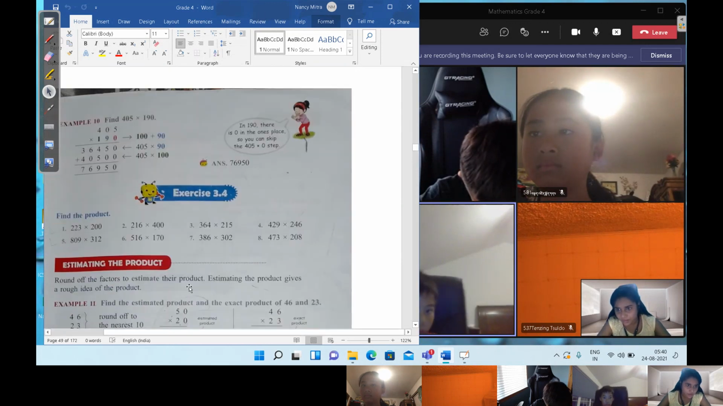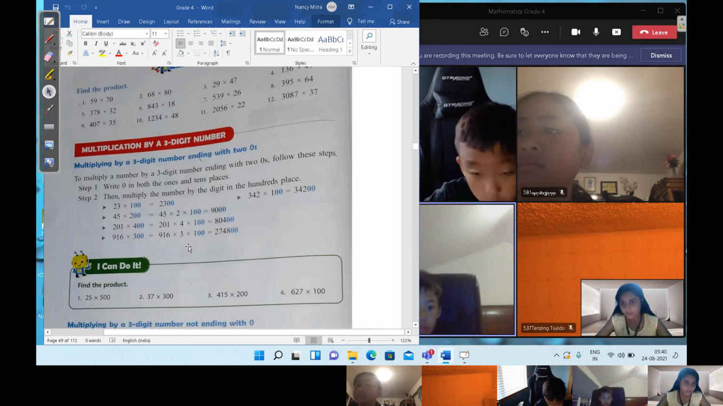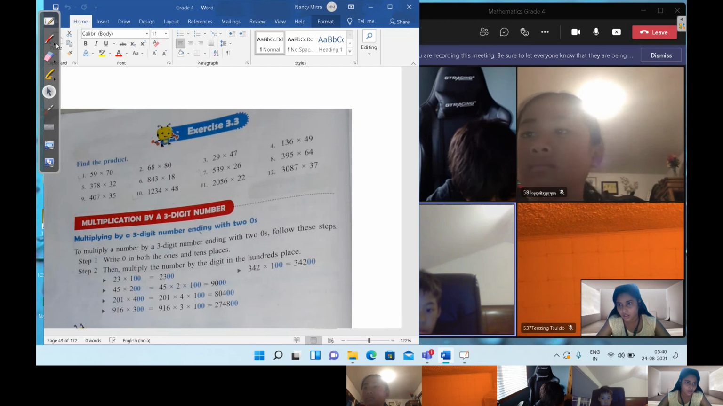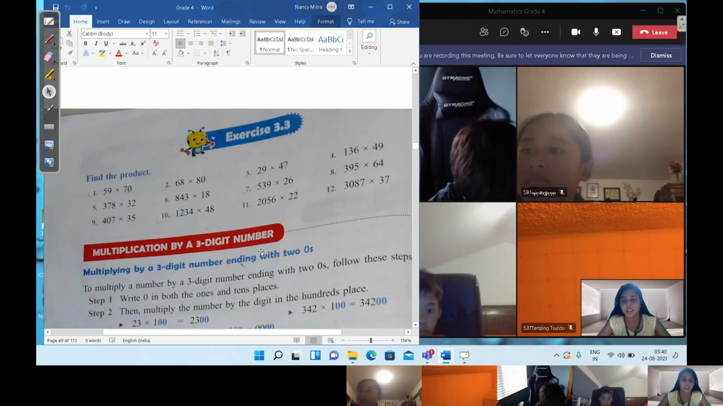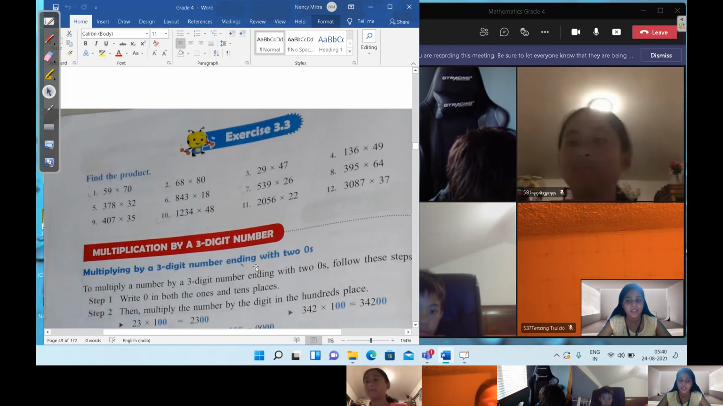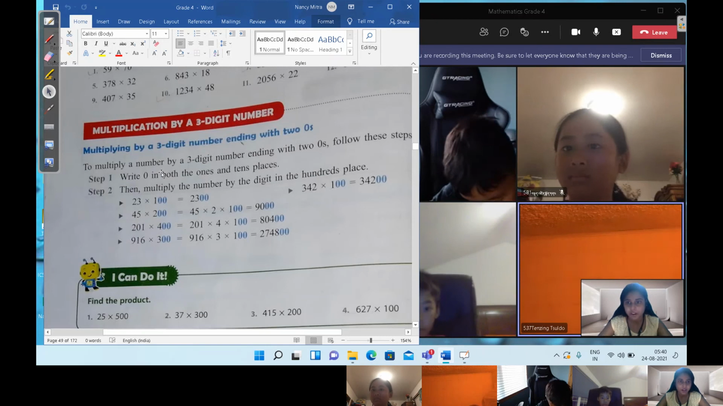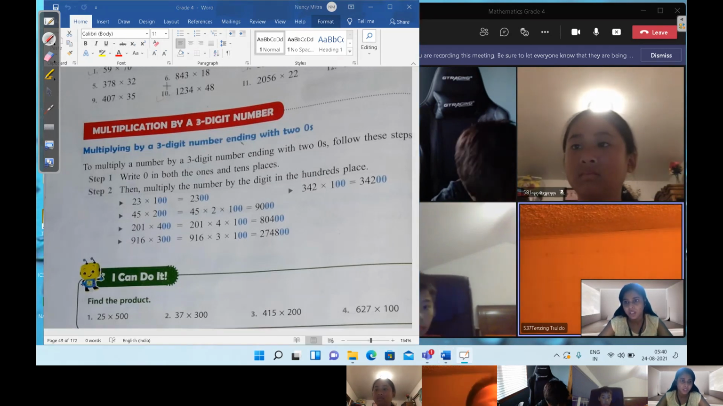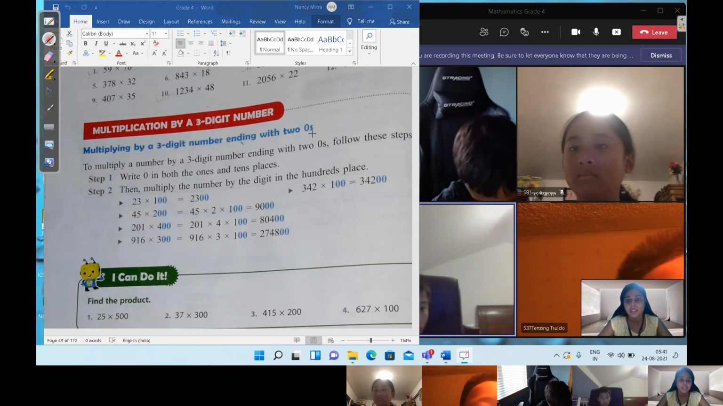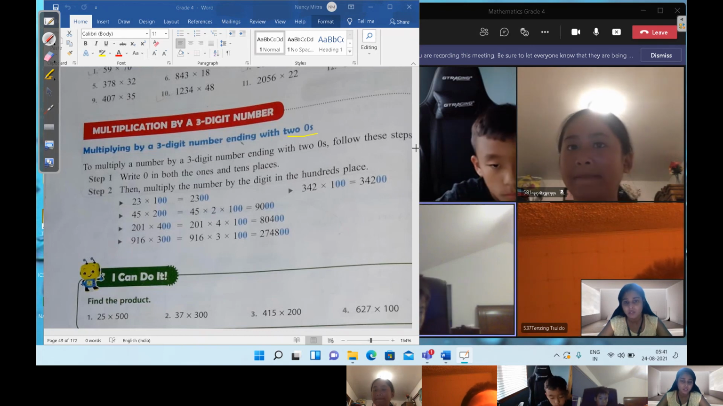Okay, so we have a question. So let's talk about multiplication by 3 digits. We are already multiplying with 3 digits. Yes or no? Yes. Here is just for ending. Here we are talking about the ending with 2 zeros. You can see here, multiply by 3-digit numbers ending with 2 zeros. To multiply a number by a 3-digit number ending with 2 zeros, these steps are followed.